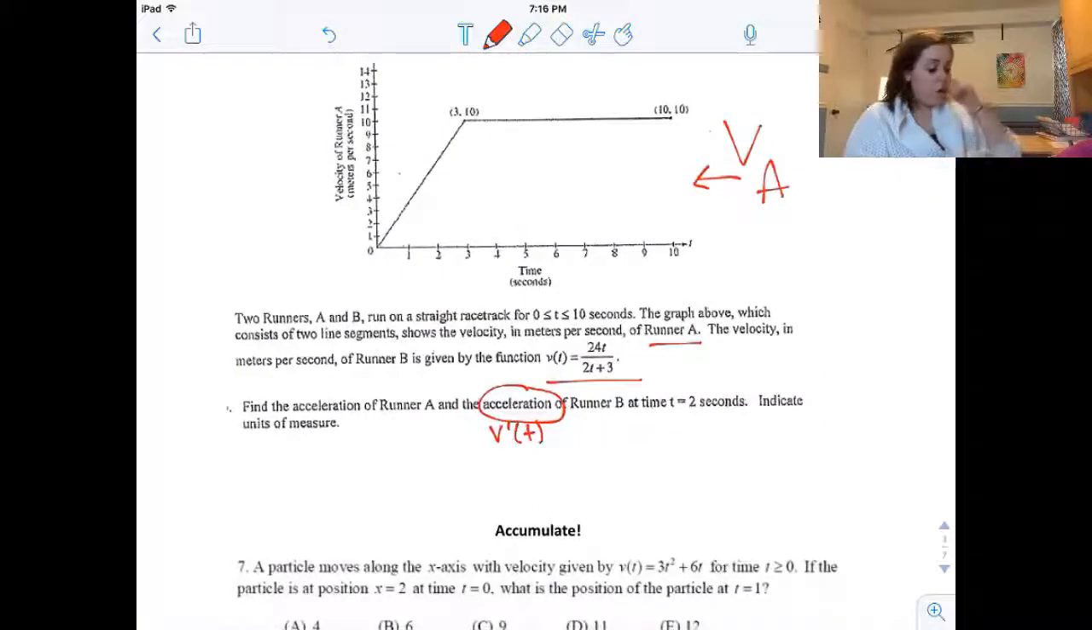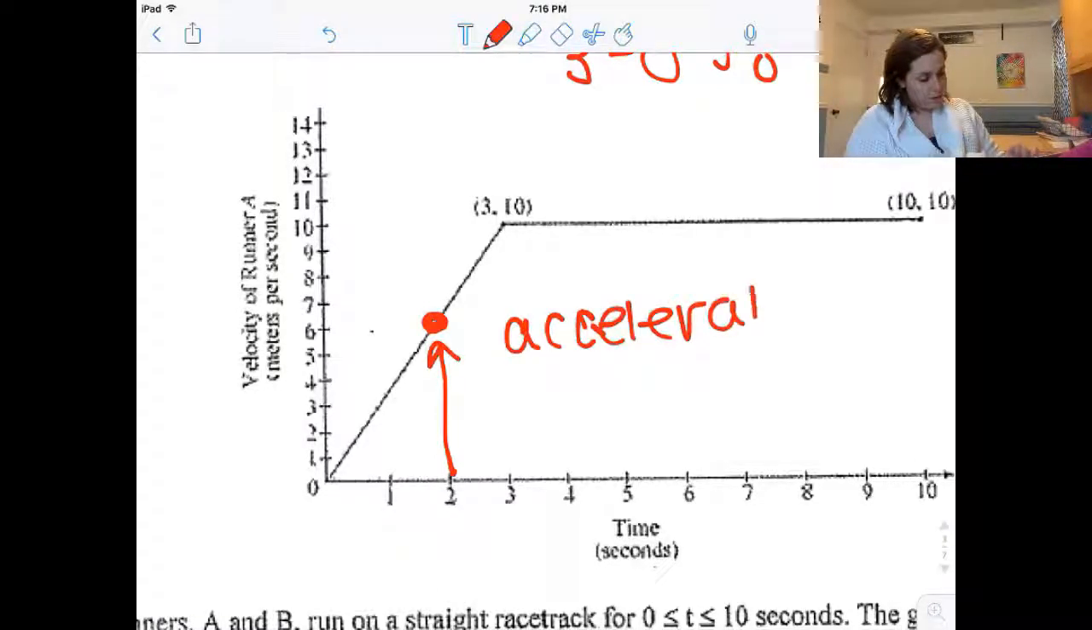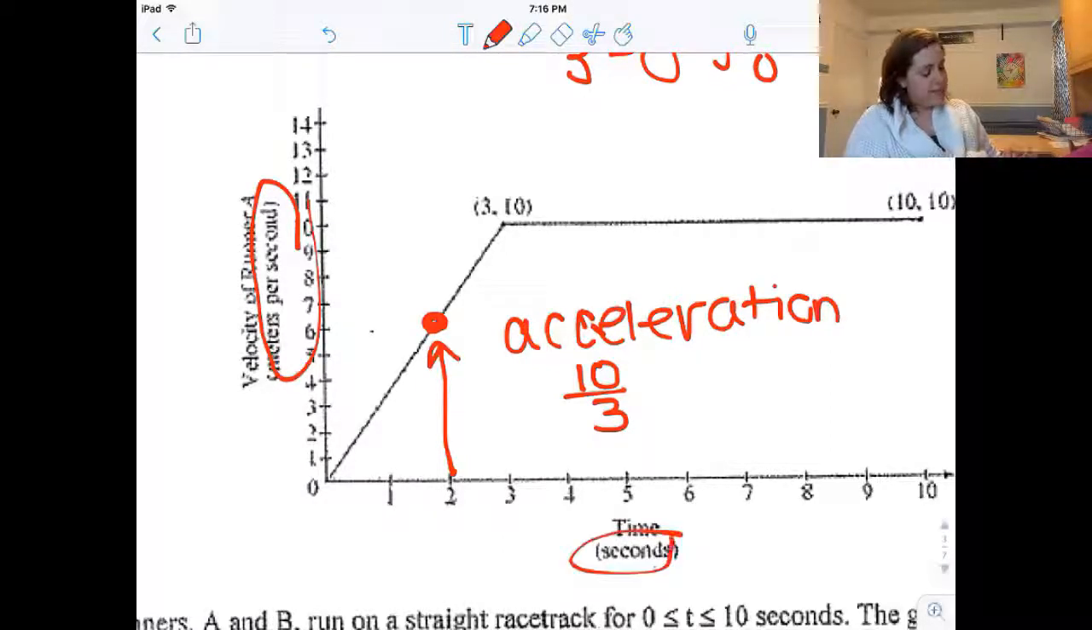So to find that for runner A, I would look at the graph. I would say, okay, at 2, what is the derivative there? Derivative being slope. So your acceleration here is the slope there, which is 10 over 3. Let's think about our units. This is in meters per second. This is in seconds, so it's meters per second squared.